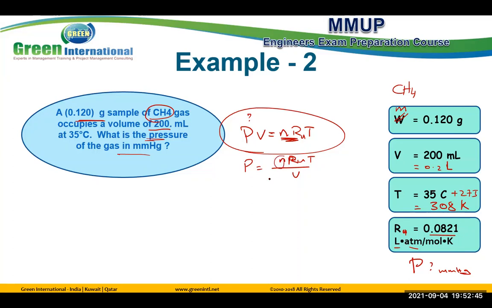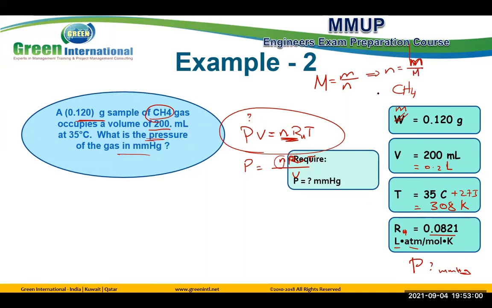The number of moles, how to get it? We don't have the number of moles, but we have the mass. So let's see the equation. n equals m over M, but I need n, so n equals small m over capital M. Small m we have, 0.12 gram. But what is capital M? Capital M is the molar weight for this gas. Carbon is 12 plus 16, hydrogen is 1 multiplied by 4 is 4, so it equals 16. So divide by 16.